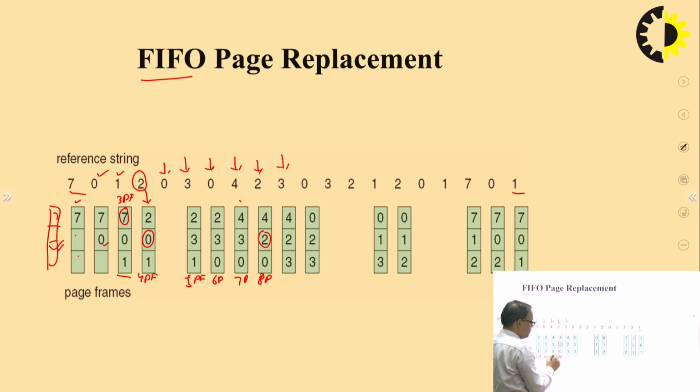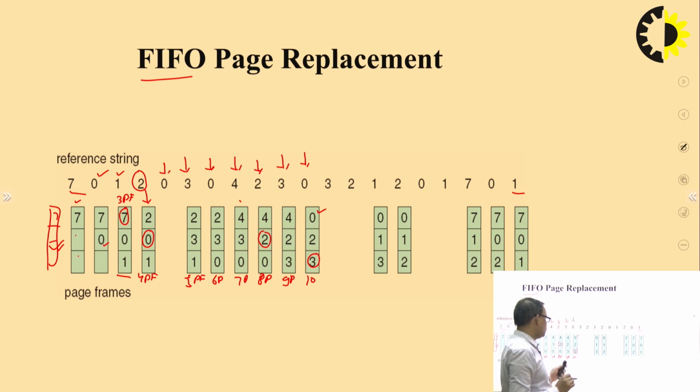3 is not available in main memory. Again the page fault will increase. 9 page faults are there, so 0 will be selected. Next 0 is not in main memory, the page fault will increase to 10, and among 4, 2 and 3, 4 is inserted first into main memory, so 0 will be inserted here, 10 page faults. Next 3, so 3 is present in main memory, so no page fault will occur.